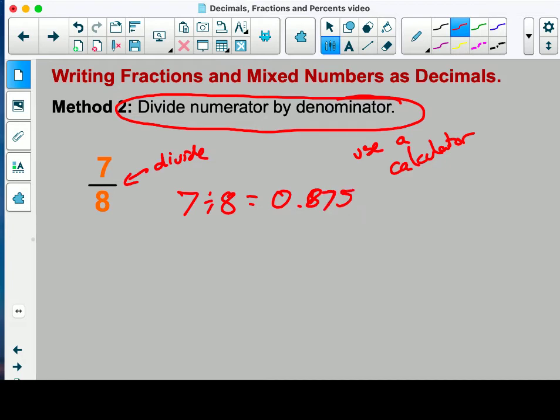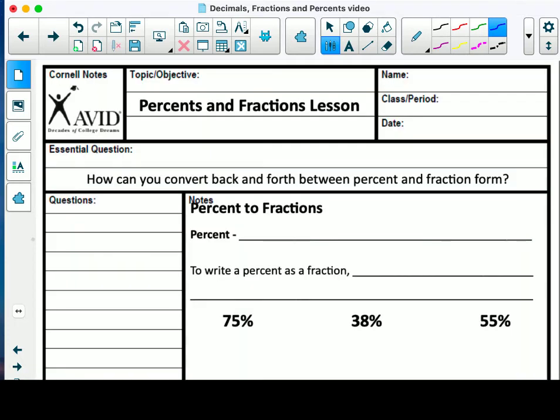So the quickest and easiest when you have a calculator handy is simply to divide numerator divided by denominator. 7 divided by 8. Okay? The number on top, the numerator goes first, so denominator goes second. All right, so that was a real quick lesson on going from decimals and fractions. Now we're going to add in percents.